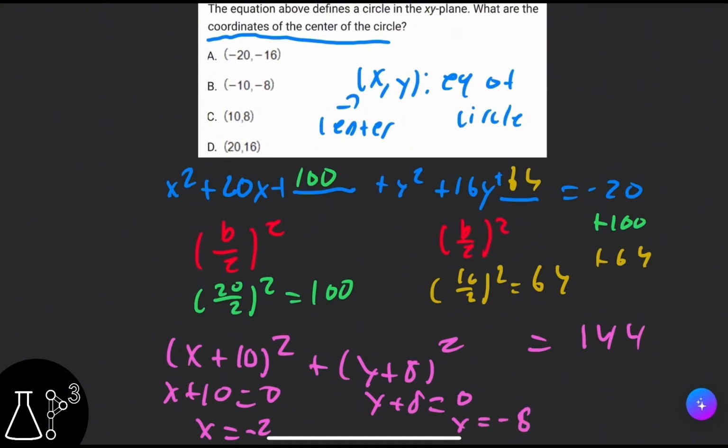So the center of this circle is the following. It's negative 10 and negative 8. And the only answer that has those two values is B. I made a mistake here. The x actually equals negative 10, not negative 2. I don't know why I wrote that. And that's how you find the answer to this question.